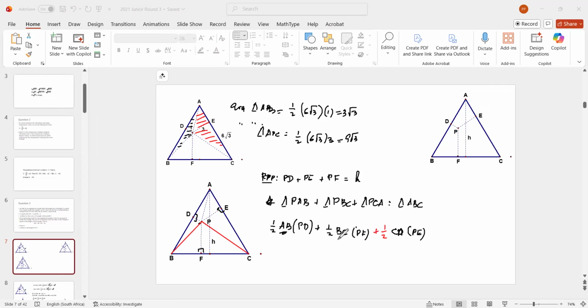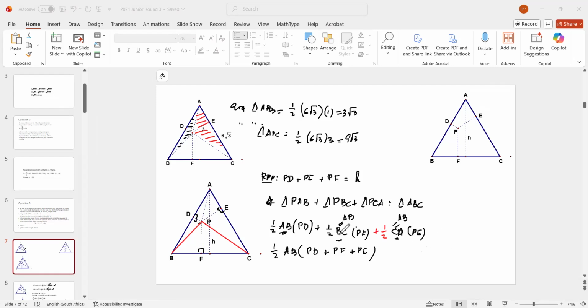But the AB, BC, and CA are all equal because this is an equilateral triangle. So I can just take out half AB into the other factor is PD plus PF plus PE. Right? Because all these are equal. This is equal to AB, and this is also equal to AB. So I can take out half AB as one factor.